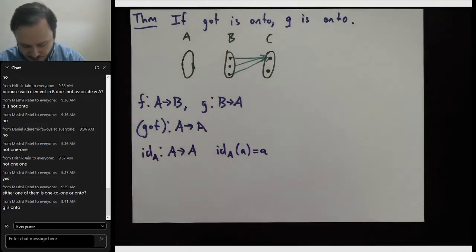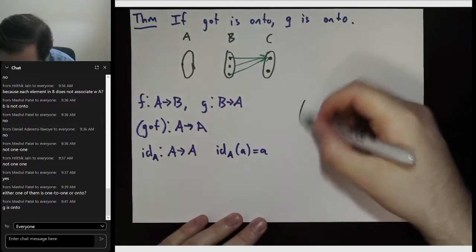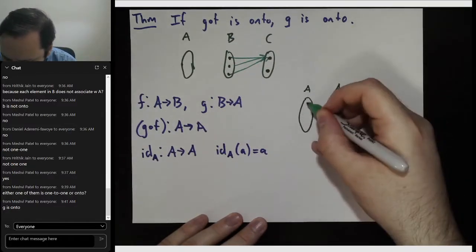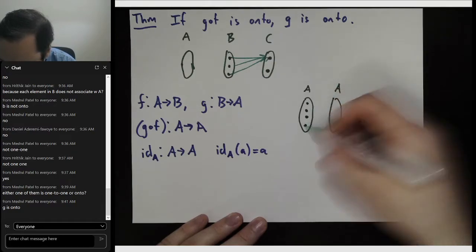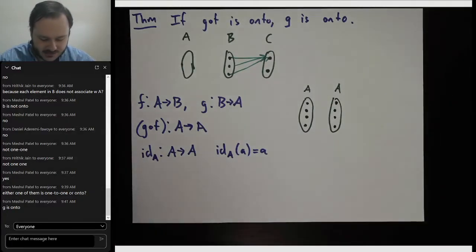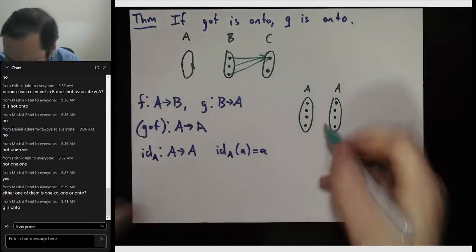So this is the picture for any function, identity of A. I've got some elements in A, and I'm sending them back to A, and I just send them straight across. Nothing changes.